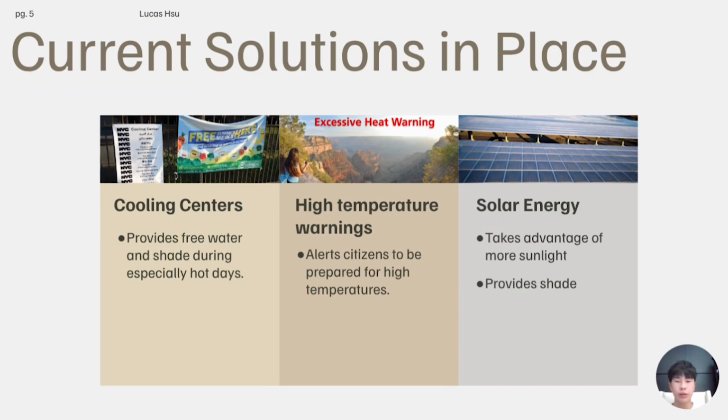Some current solutions in place for San Jose are cooling centers, where they provide free water and shade for the very hot days. High temperature warnings are also in place that alert citizens of when there are high temperature days coming up. And then solar energy is another solution, where they take advantage of the sunlight, and also these solar panels provide shade for the citizens. But if the temperature keeps rising, just these solutions will not be enough.